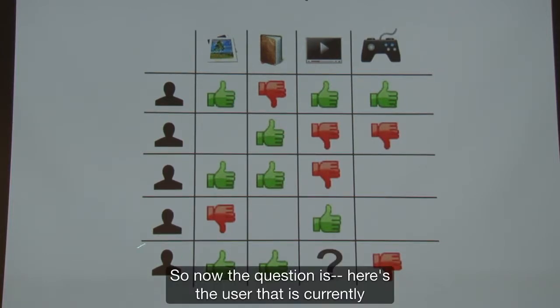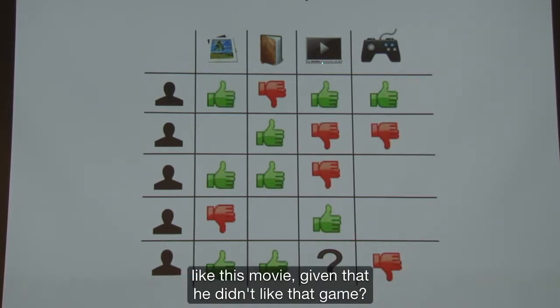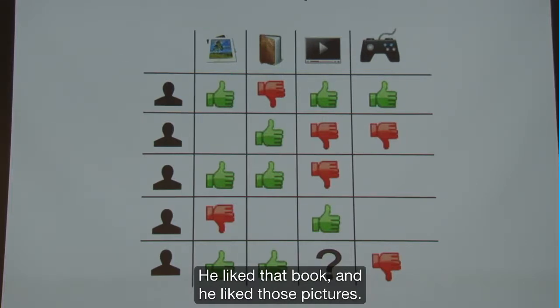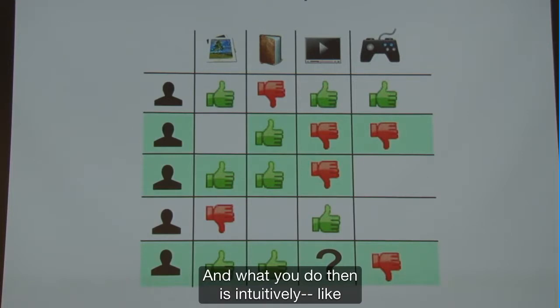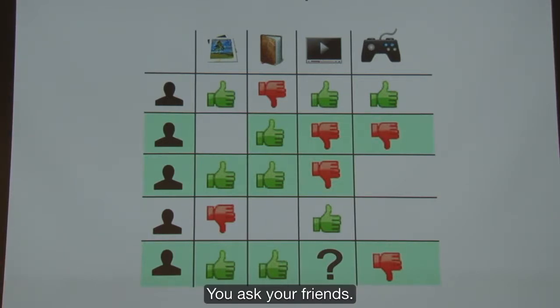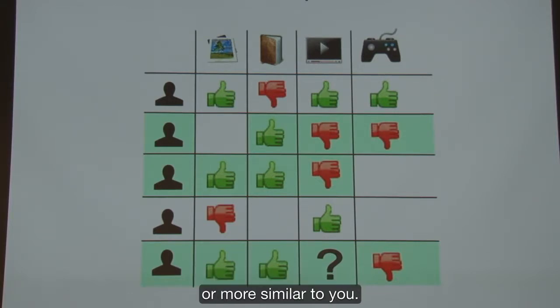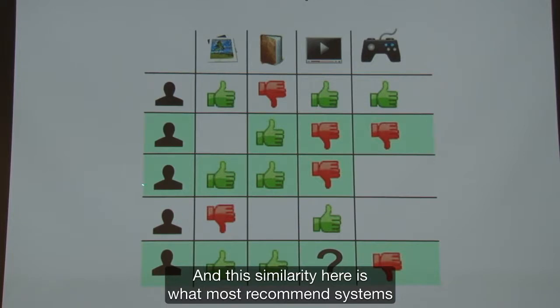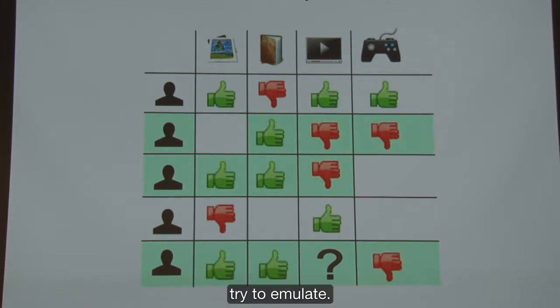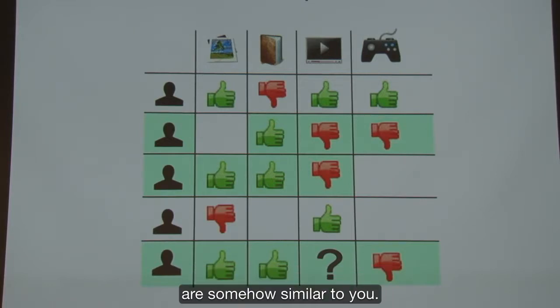So now the question is, here's the user that is currently active, and we want to know, would this user like this movie, given that he didn't like that game, he liked that book, and he liked those pictures. And what you do then is, intuitively, think about what you would do if you search for a recommendation. You ask your friends, or strangers on the internet, but most probably your friends know you better or are more similar to you. And this similarity here is what most recommender systems try to emulate. So they try to find other users who are friend material, who are somehow similar to you.